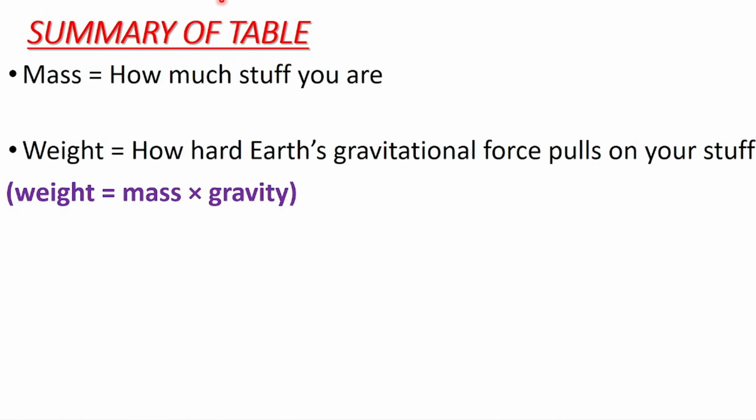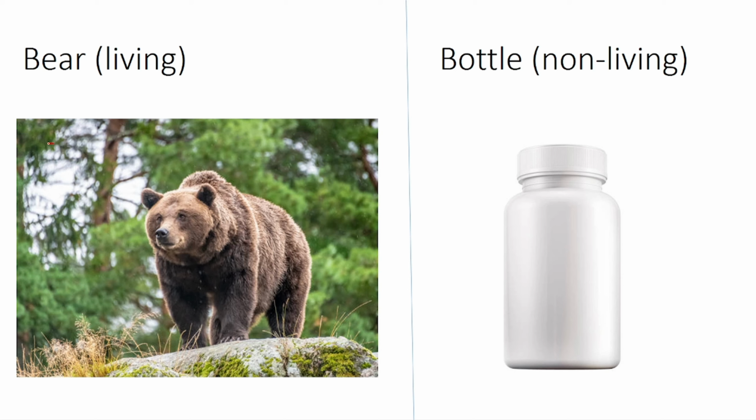Okay, now in summary, mass is how much stuff you are, and weight is how hard the gravitational force pulls on your stuff. And here's the formula of weight. You can weigh 500 kg. I don't know what a bear weighs, I'm just giving an example. And this buckle can be, let's say, 20 grams. So since this bear is 500 kg, the amount of weight is going to be higher because there'll be more gravitational pull.